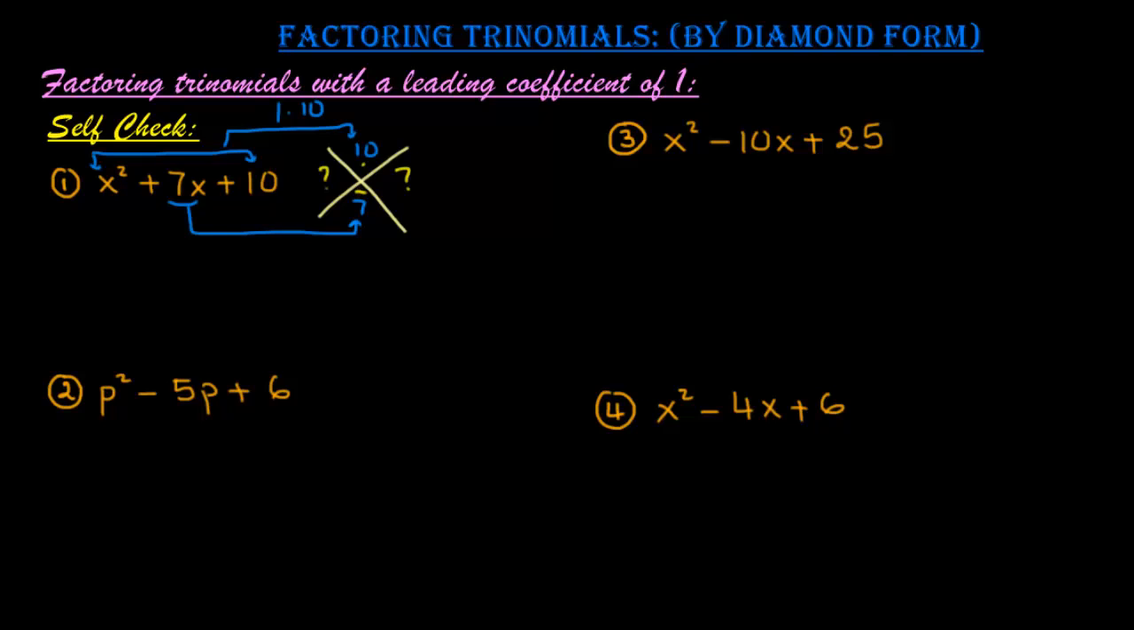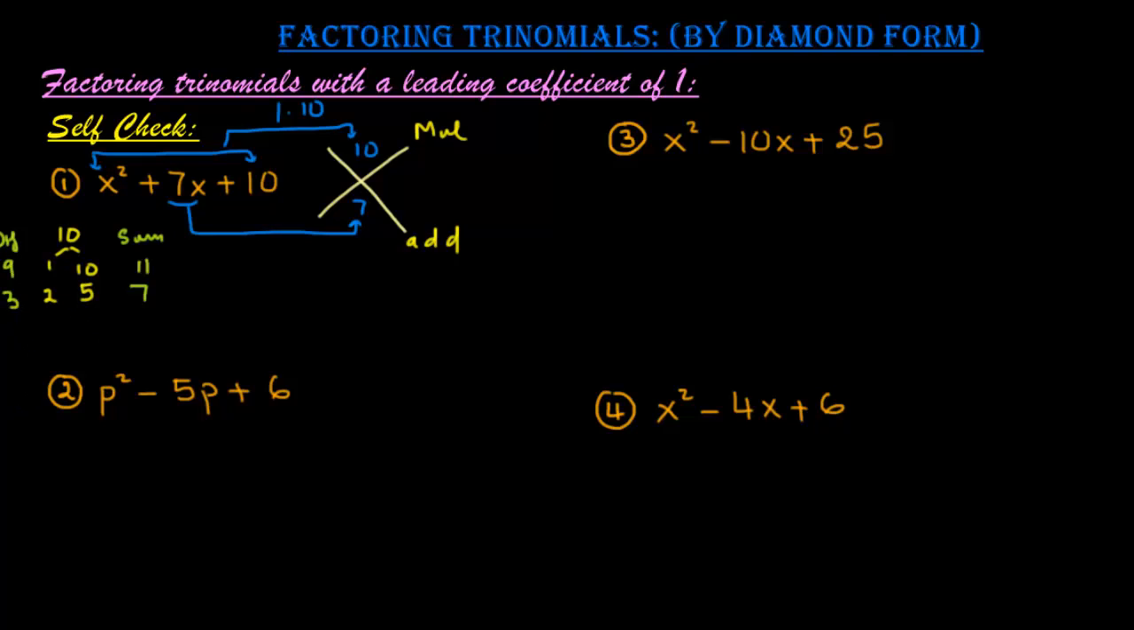So the pair which multiplies to give me 10 and adds to give me 7 will be a factor pair of 10. So 10 can be 1 times 10, can be 2 times 5, and that's it. So the sums of these pairs are 11 and 7, and the differences of these pairs are 9 and 3.